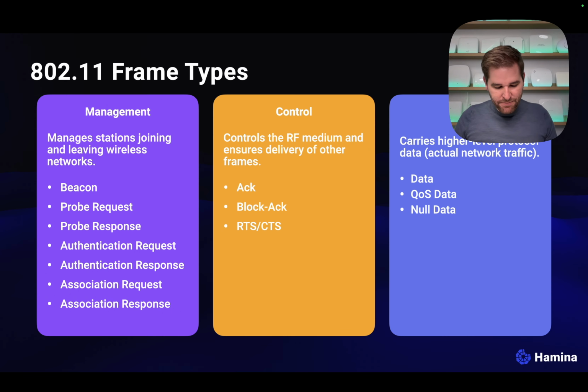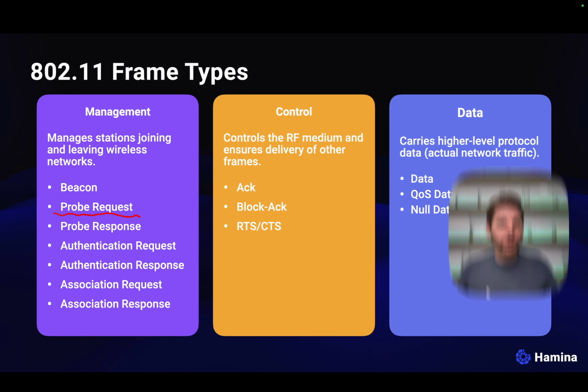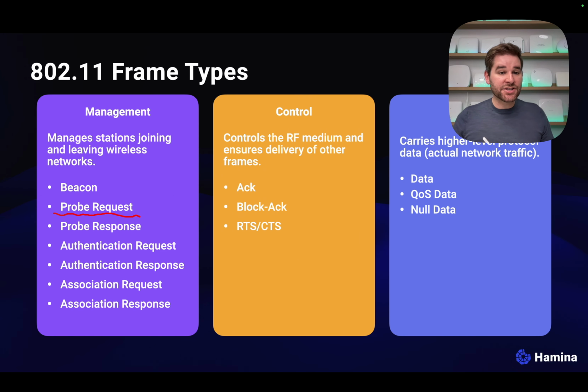All right, so then next, the next type of management frame is a probe request. A probe request happens when a Wi-Fi client searches for a network. It might say, hey, Aperture Science, are you there? Hey, Hamina, are you there? And if an access point with the name Hamina receives that probe request, it will reply with a probe response and say, hey, I'm Hamina.